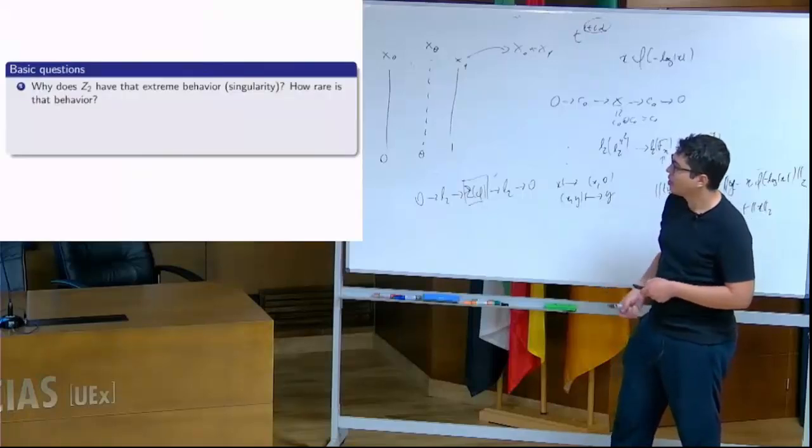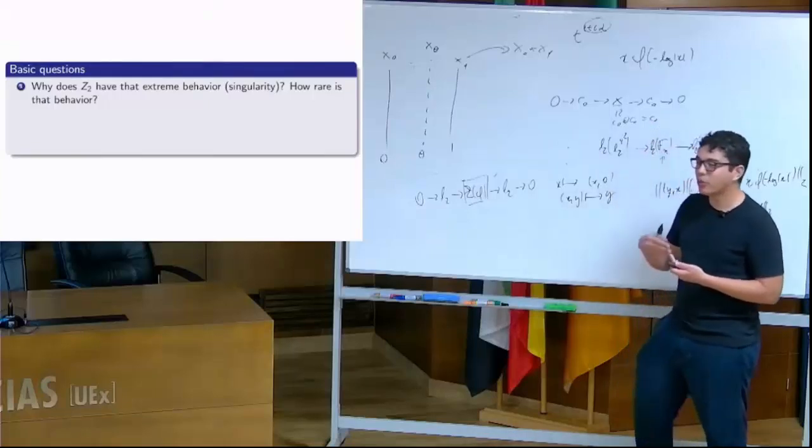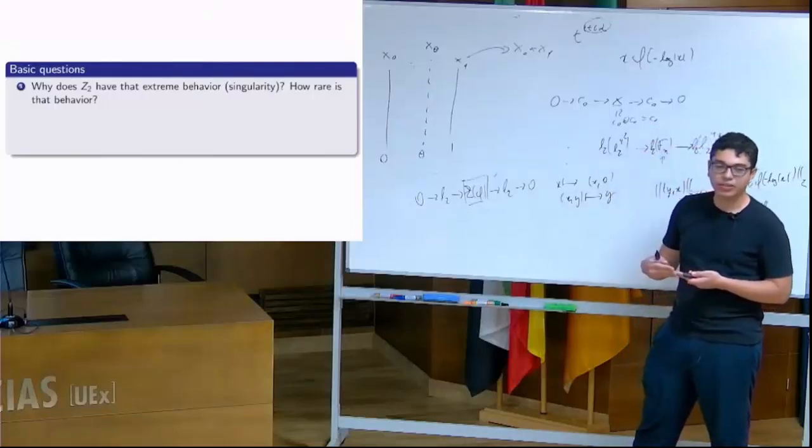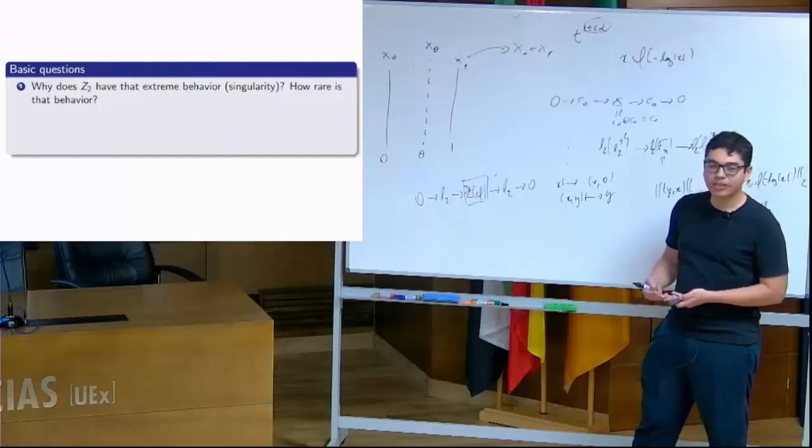First, recall that the Carlton-Peck space has that extreme behavior. The quotient map is strictly singular. So the question is, why? Why does it have this extreme behavior? And how rare is that behavior?